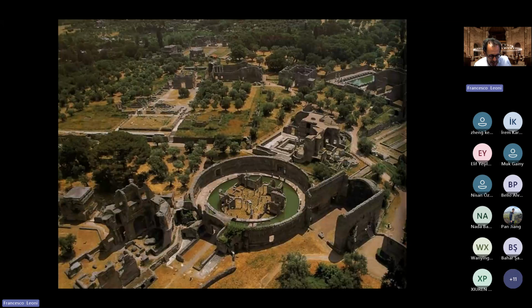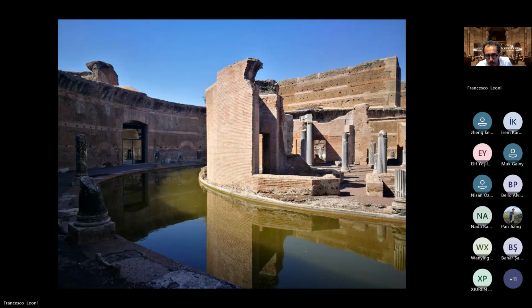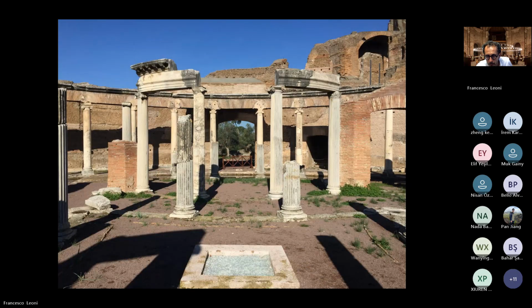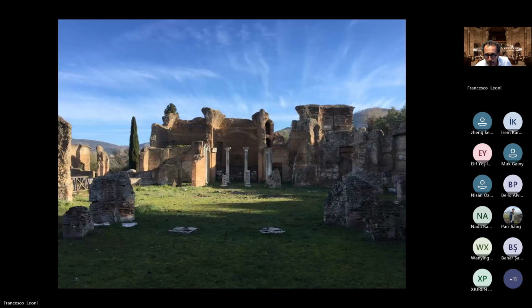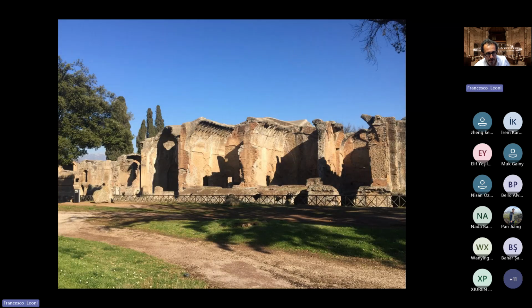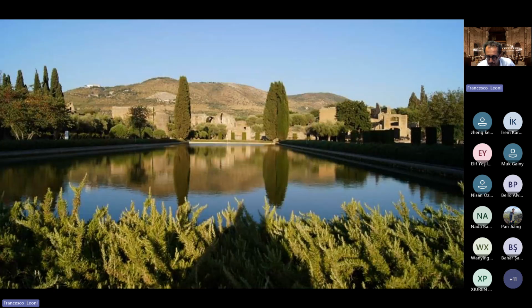And those are some of the images of the complexes of Villa Adriana, like this one that is the Teatro Marittimo. These are the interiors of Teatro Marittimo. This is the Canopo. This is the Imperial Palace. This is the Grand Thermal Bath. And this is the Pecile.